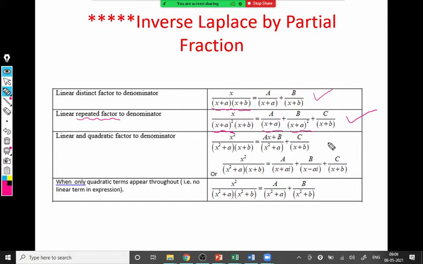The third possibility is that we have a quadratic factor in the denominator, x square plus a. x square plus a is a quadratic factor in the denominator. So whenever there is a quadratic factor in the denominator, its numerator is a linear term like Ax plus B. So that is about the partial fraction for a quadratic factor.